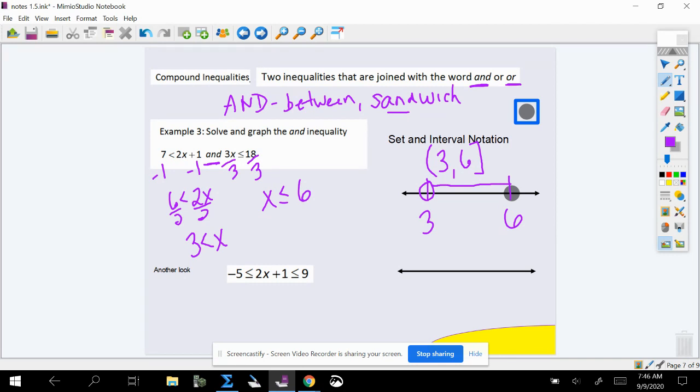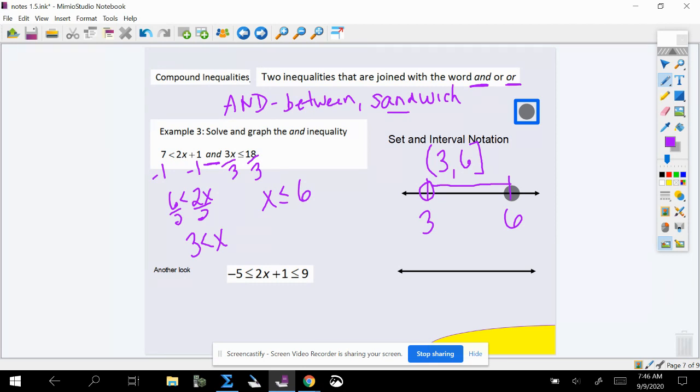I think "and" inequalities are the easiest ones to write. You're never going to have infinity signs with "and"s because it's always going to be between two finite values. You just have to decide which sign to use, either a parenthesis if it's not included or a bracket if it is. Here's another way to see an "and" inequality.